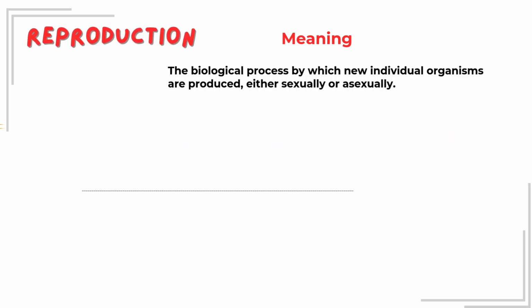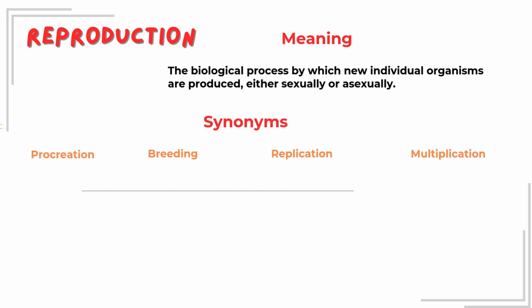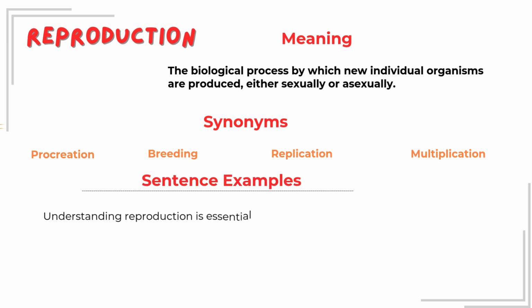Reproduction. The biological process by which new individual organisms are produced, either sexually or asexually. Procreation. Breeding. Replication. Multiplication. Understanding reproduction is essential for studies in biology and ecology.